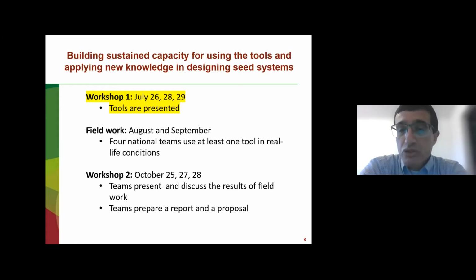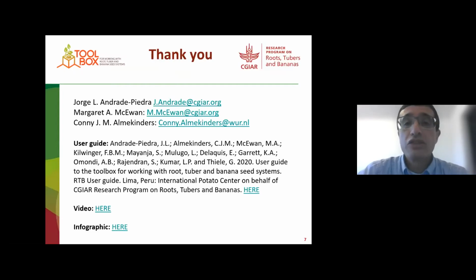And the idea is for you to select at least one of the tools that you may use in your conditions for field work. And then in October, we will have a wrap-up workshop. The teams will present and discuss the results of field work, and the teams also will prepare a report and a proposal. So you can see it's a very ambitious training course for using the tools. And eventually, we will have a training course also in 2022. So thank you very much for your attention. With this, I think we can start.